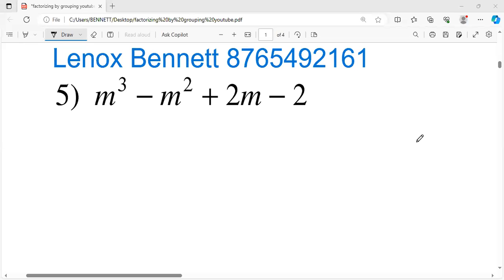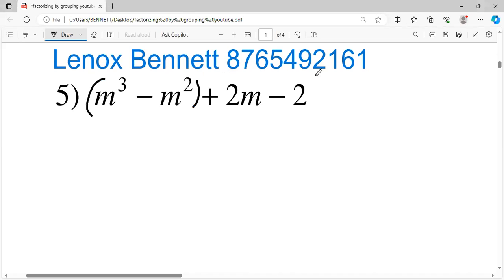Alright, so number 5, so that's m cubed minus m squared plus 2m minus 2. Again, we put them in pairs. Guys, not all the time, sometimes you have to rearrange them. So bear that in mind, alright? You try it and it doesn't work, you just rearrange it. Maths is very easy.